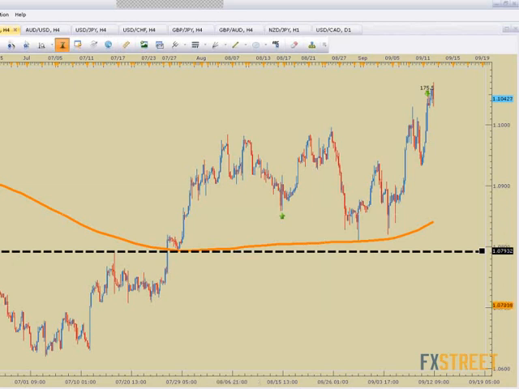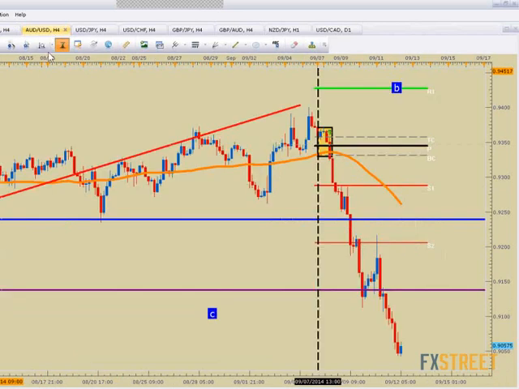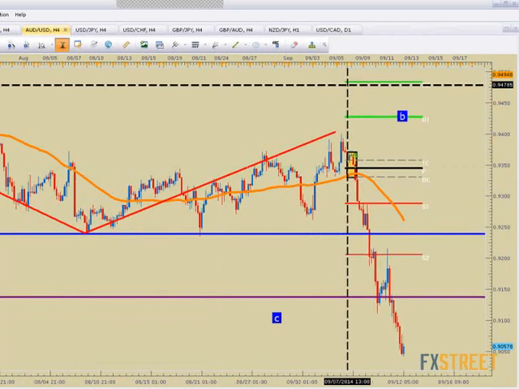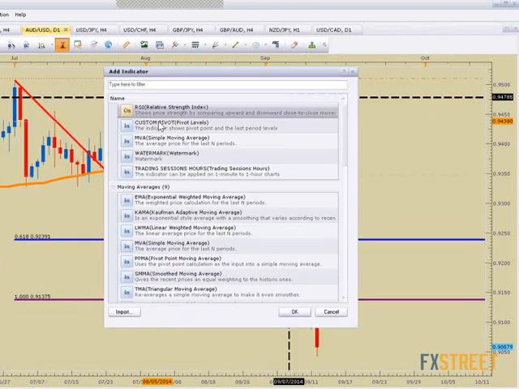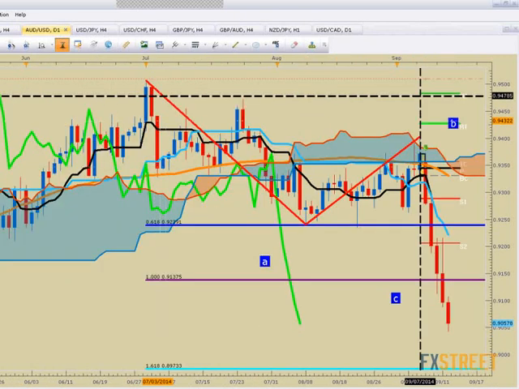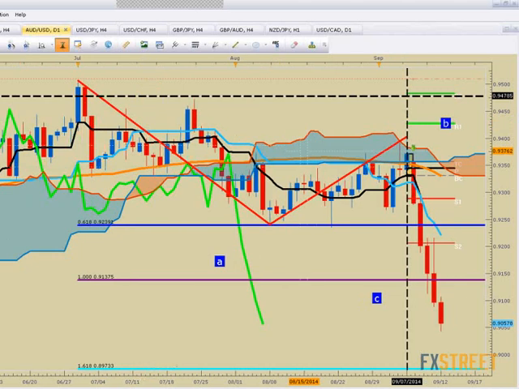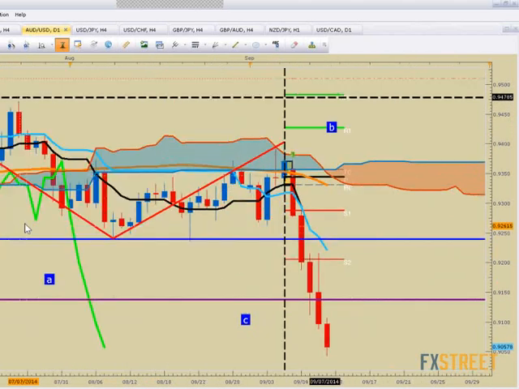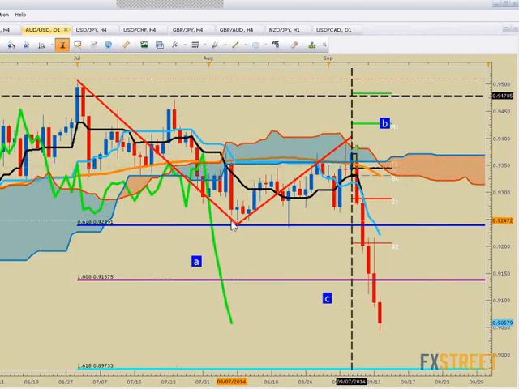Other things you can use, if you're a fan of Ichimoku, I know Ichimoku is a bit of a specialized indicator, if you will. We recently got a very sharp Ichimoku reversal signal on Aussie dollar. And what you can see here is we broke below the cloud, tested the cloud as resistance, and then broke down sharply.